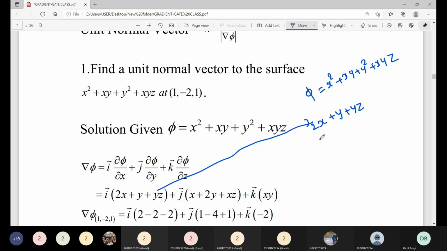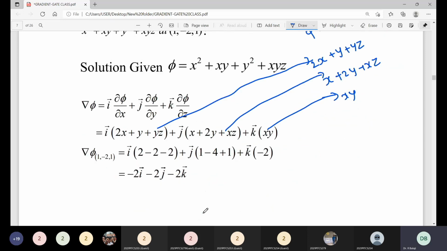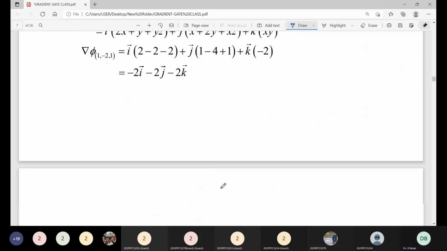Now, with respect to y, x plus 2y plus xz. This is the second one. With respect to z, the only term is xy. Now, del pi at 1 comma minus 2 comma 1: i vector into 2 minus 2 minus 2, j vector into 1 minus 4 plus 1, k vector into minus 2, that is minus 2i vector minus 2j vector minus 2k vector.